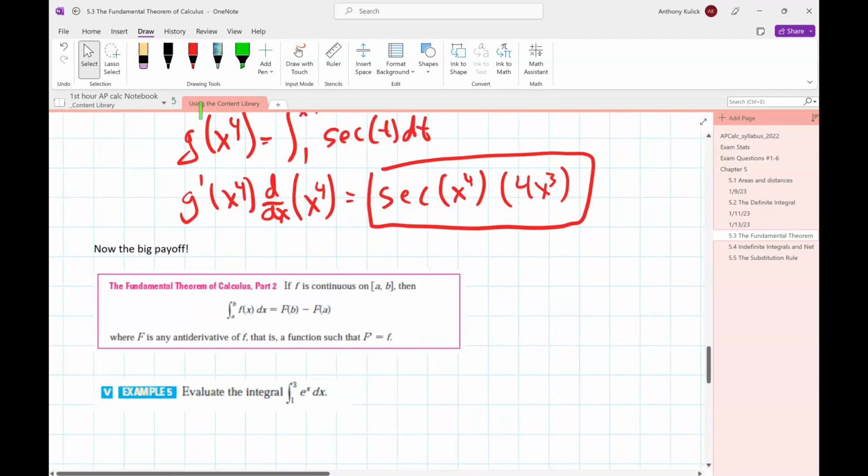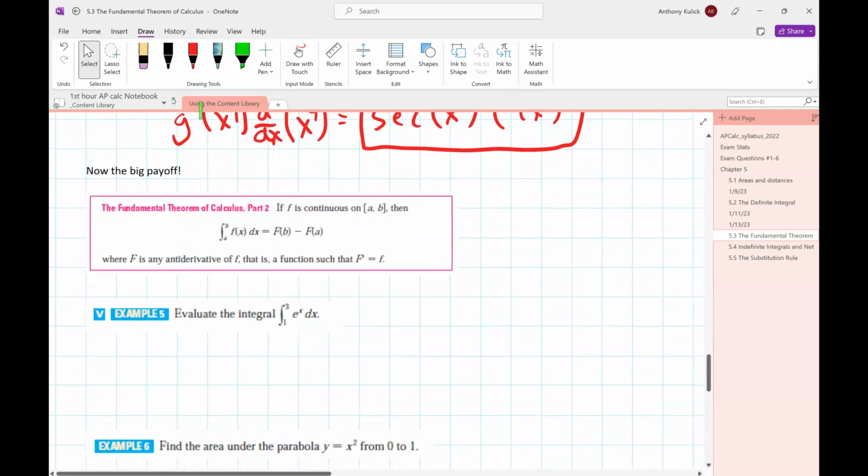Now here's the big payoff: fundamental theorem of calculus part 2. If f is continuous on the closed interval from a to b, then the definite integral from a to b of f of x dx, the thing that we've been pulling our hair out trying to calculate, is capital F of b minus capital F of a, where F is any antiderivative of f.